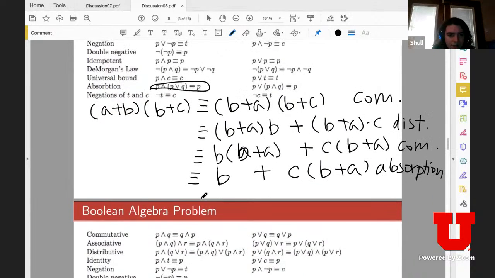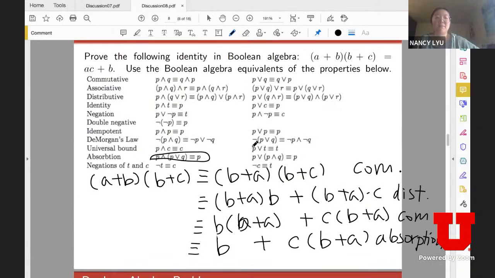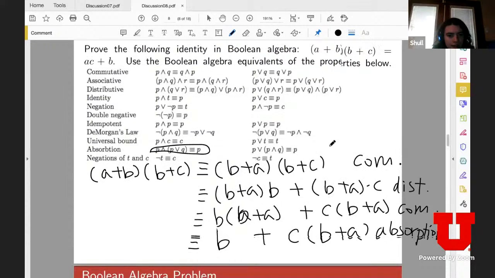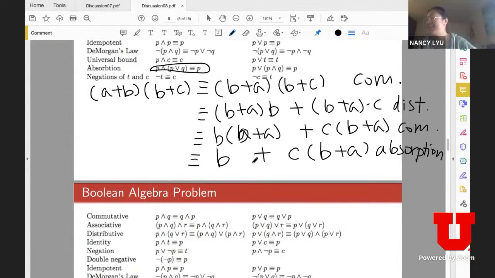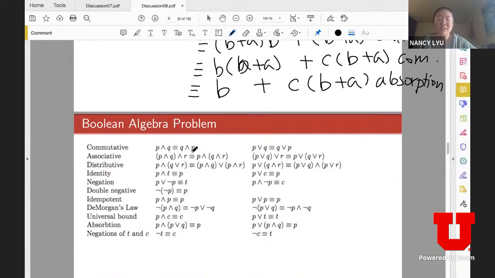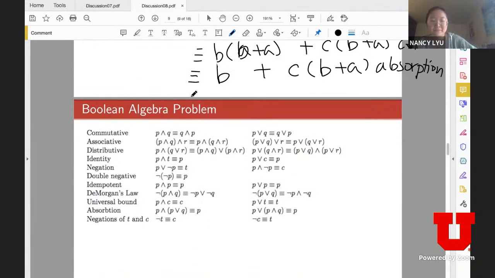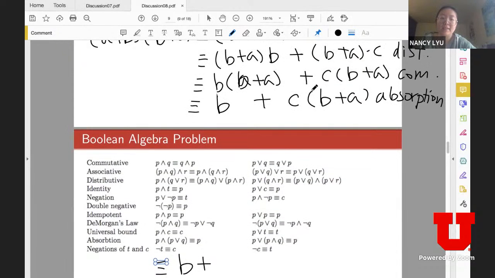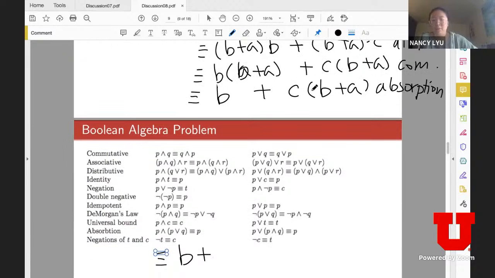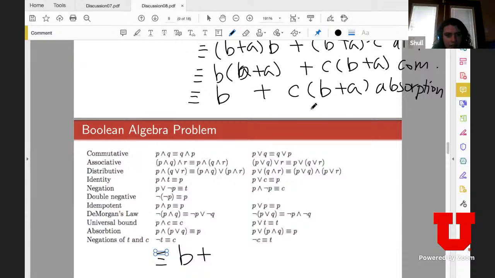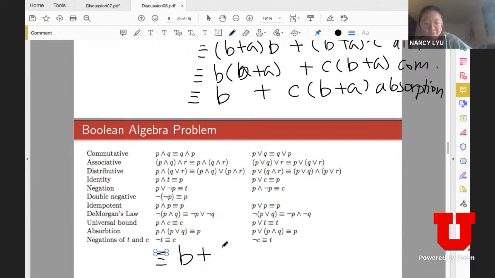What's the statement we want to get to? It's AC plus B. Oh, okay. So we're close. Yes, we're close. Just one more step, or two, if we ignore the commutative. So here we have B plus C dot (B plus A). What would you use? I would use distributive.